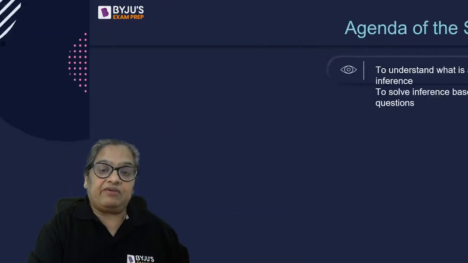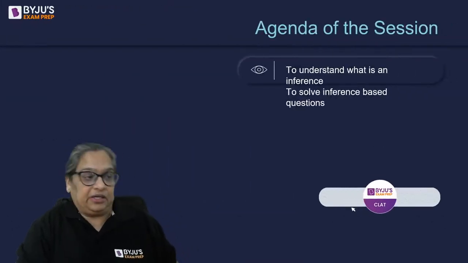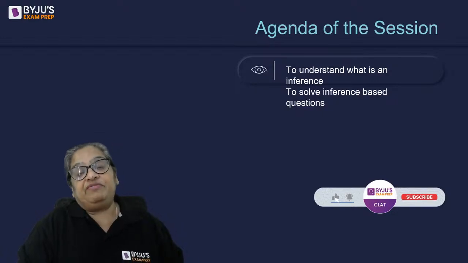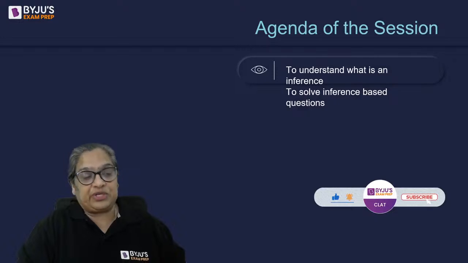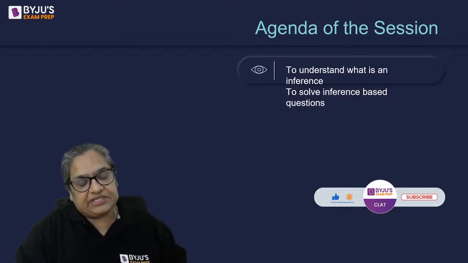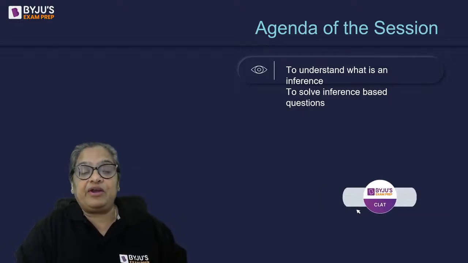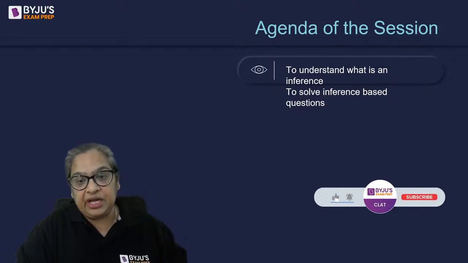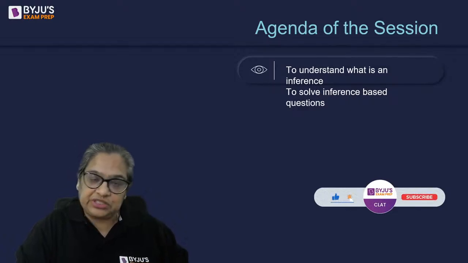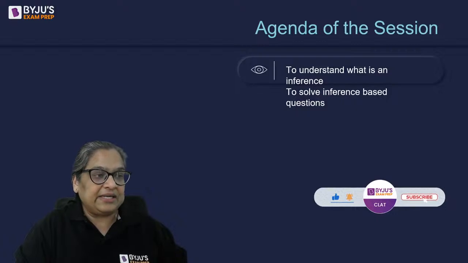Today we will be covering inferences and conclusions. So what will we do? We will first understand what an inference or a conclusion is in a critical reasoning passage, and then we will try to solve some inference-based questions in critical reasoning. All right, is that clear?